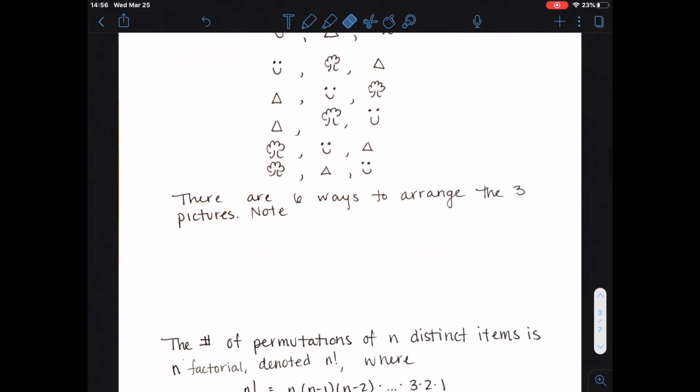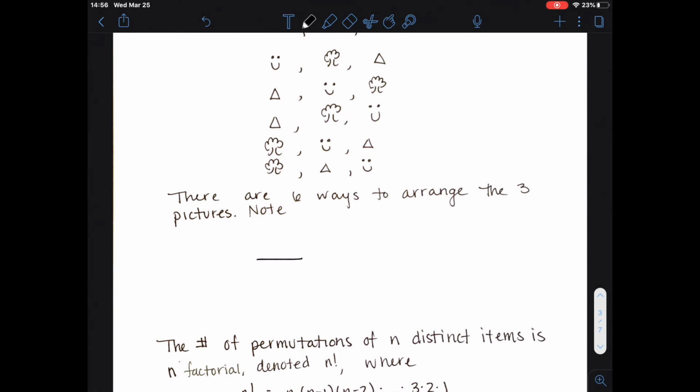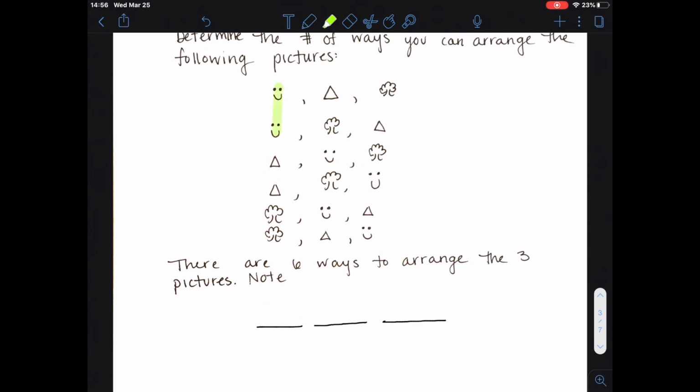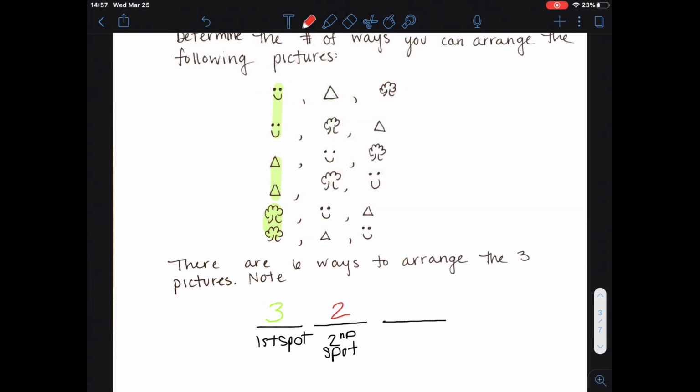And one thing you want to note is really, I've got these 3 pictures. I had 3 options for this first image. So for the first spot, there's 3 options. Now for the second spot, I've used one of the options, so we only have 2 pictures we can pick from. And then in the third spot, I've only got 1 thing left.